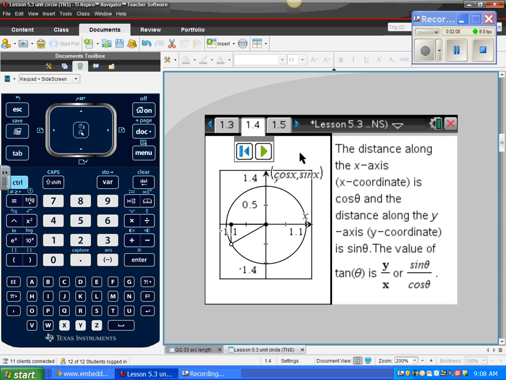I want you to go ahead and press play or start the animation on your calculator and just see how sine and cosine change. First focus on cosine, how that distance along the x-axis is reacting as we travel around the unit circle. Once you've looked at that, take a minute and look at sine. How is the height along the y changing as I go around this unit circle? Go ahead and take a minute just to view that.